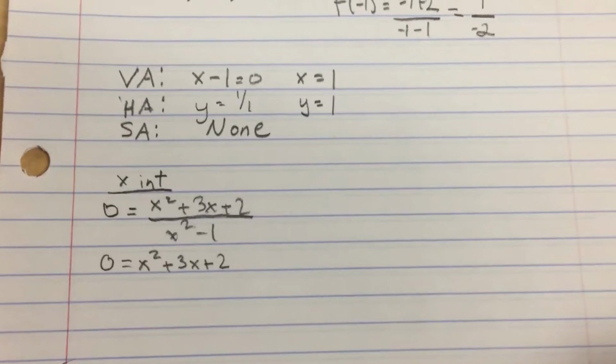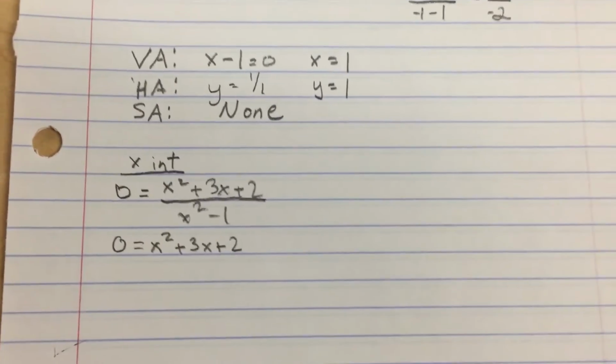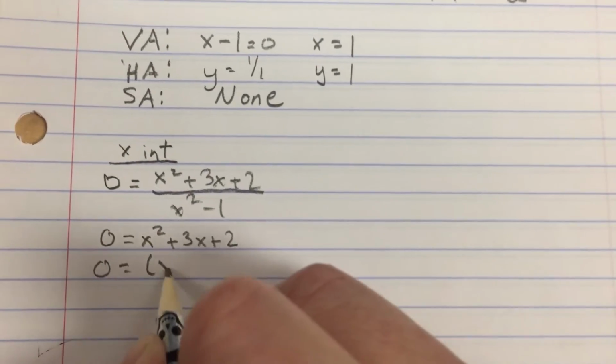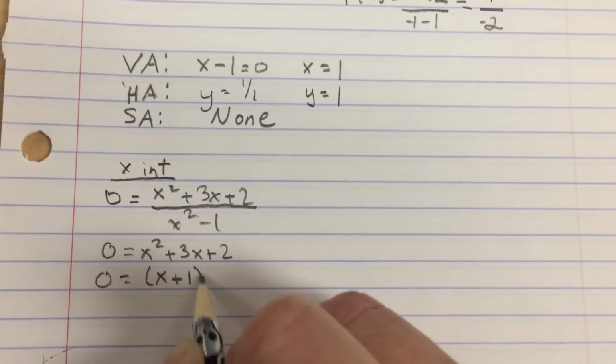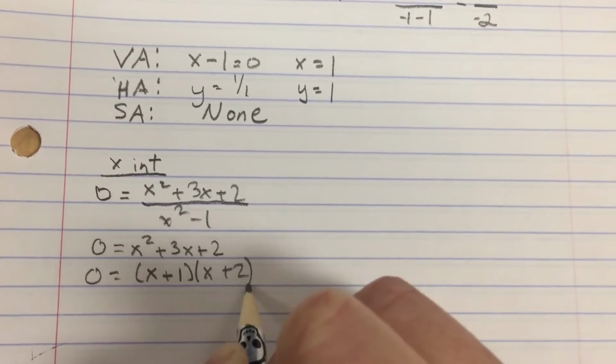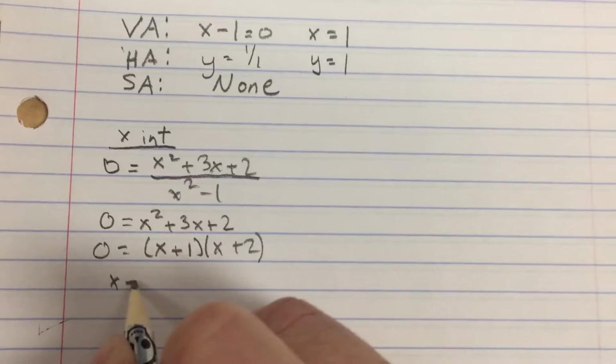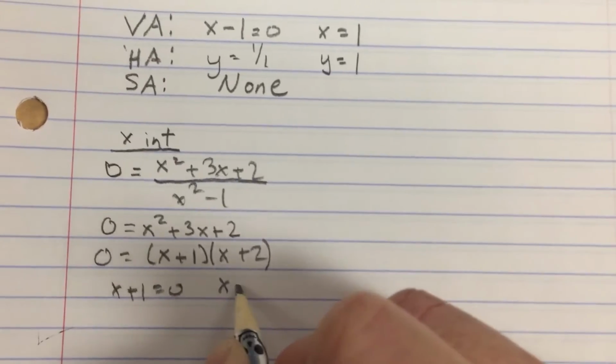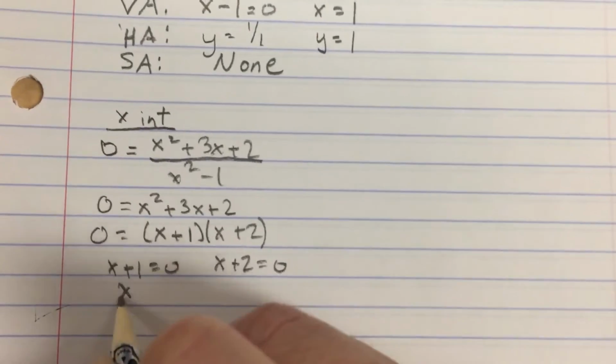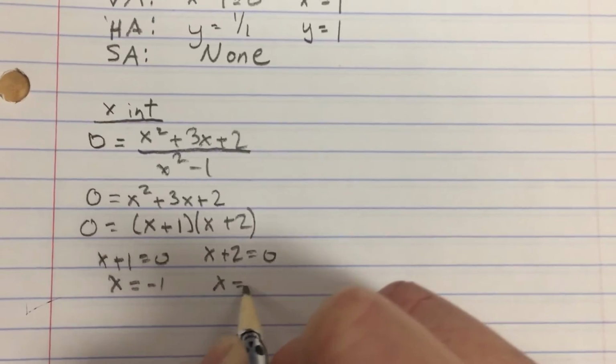Okay. And I notice that it's, again, a trinomial. So how do I solve trinomials? I have to factor it. Set them both equal to 0. x is equal to negative 1. x is equal to negative 2.